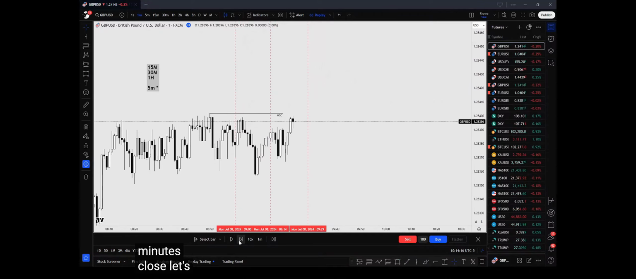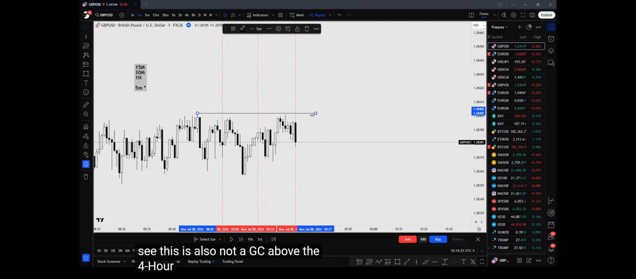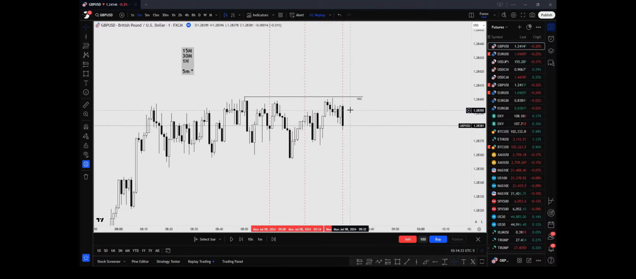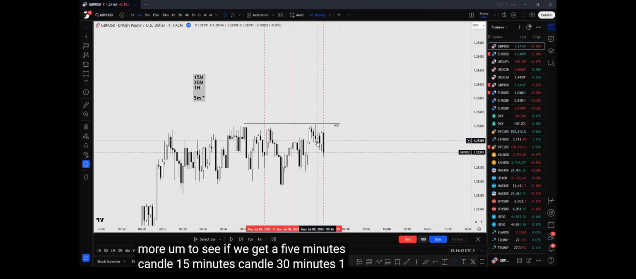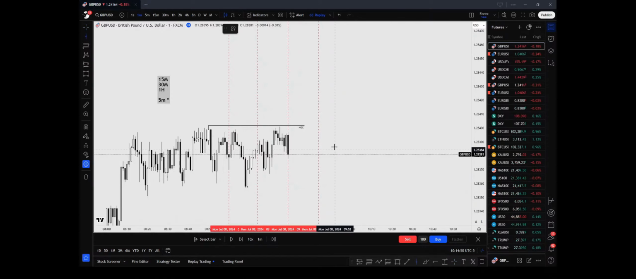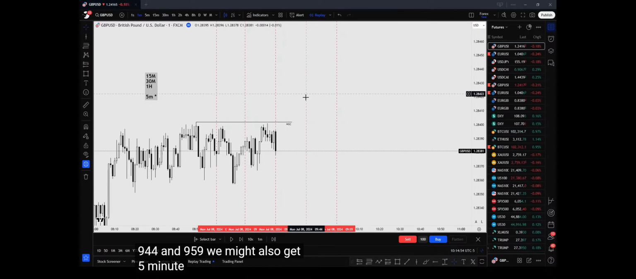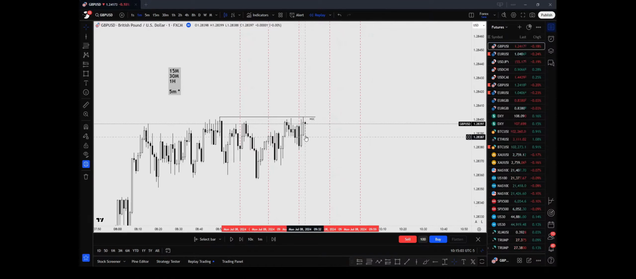Let's see. This is also not a GC above the 4-hour candle, so we should wait even more, to see if we get a 5-minute candle, 15 minutes candle, 30 minutes, 1 hour. This is 9:29, so the next candle will be 9:44 and 9:59. We might also get 5-minute candles in the middle. If they're clear, we can take them.